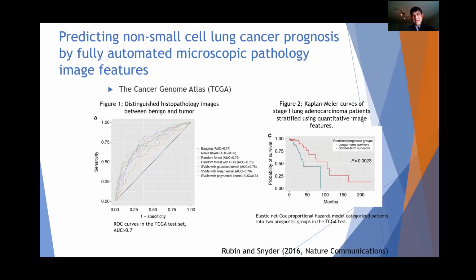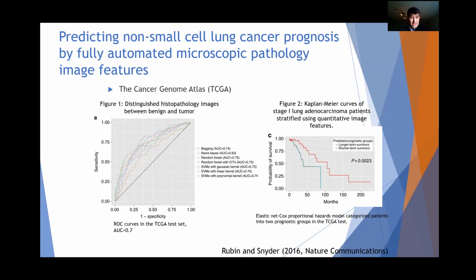So there are lots and lots of examples of the application of histopathologic image analysis in the cancer literature, and I'm just going to go through a couple here. The first is from using data from the Cancer Genome Atlas, or TCGA, and specifically in this case, the non-small cell lung cancer portion of it.